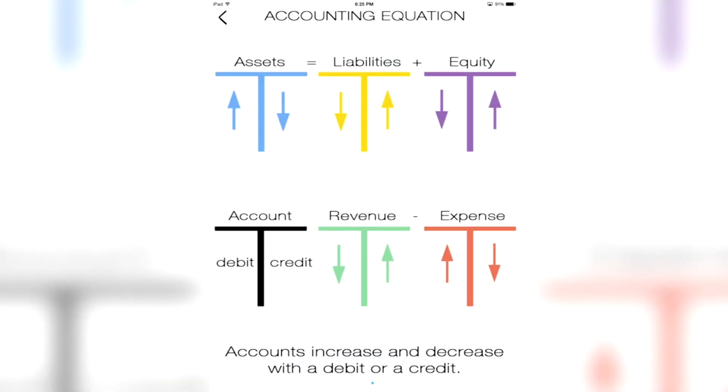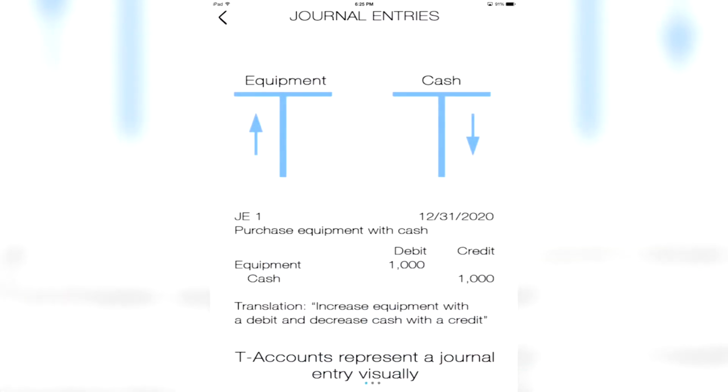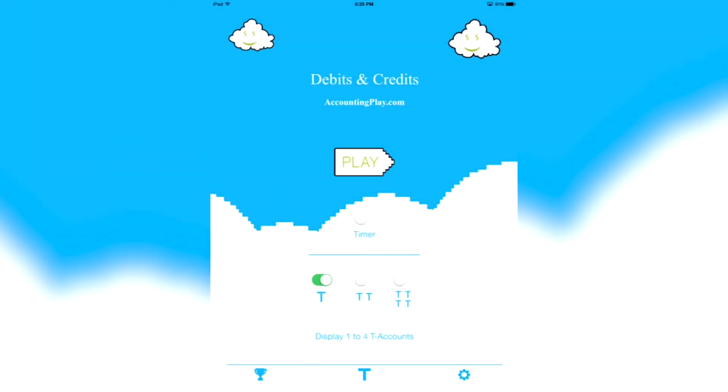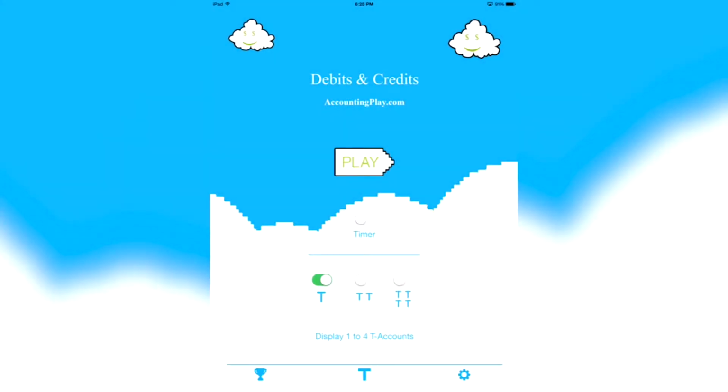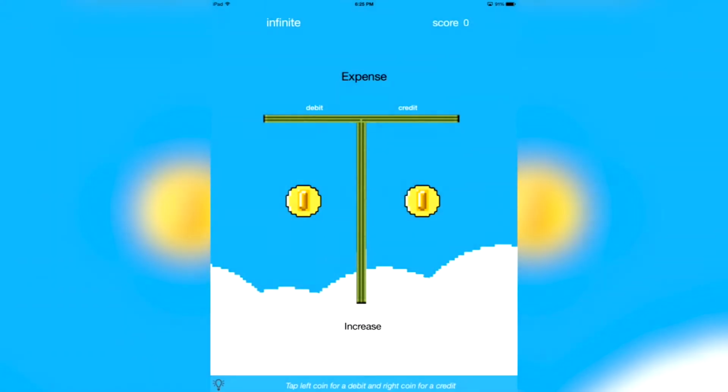So here's an accounting equation or accounting schematic, and here is what a journal entry looks like. You'll see a journal entry always has two sides of the entry. Now we're going to take our timer off and just be practicing with one T account. This is just theoretical. Okay, ready? I'm pressing the play button now. Alrighty, debits and credits, here we come.